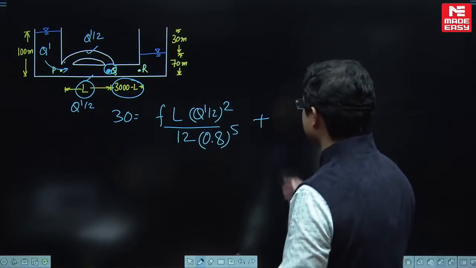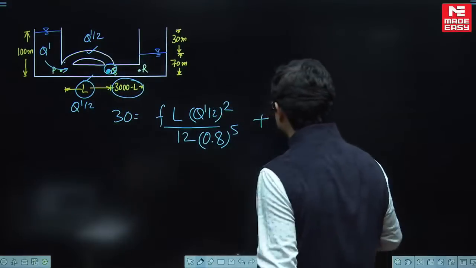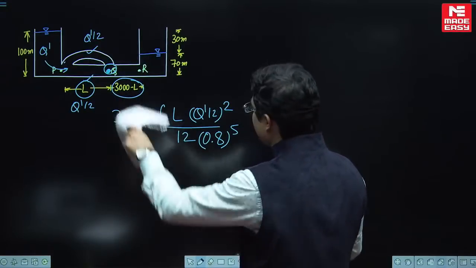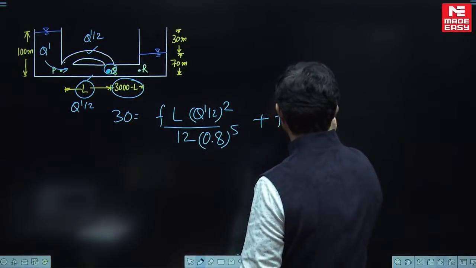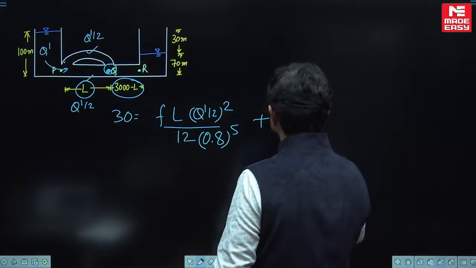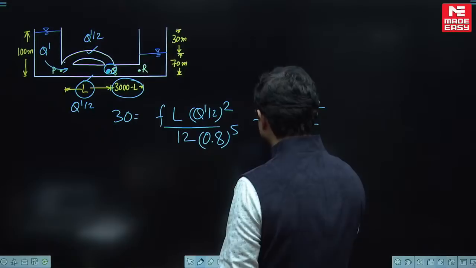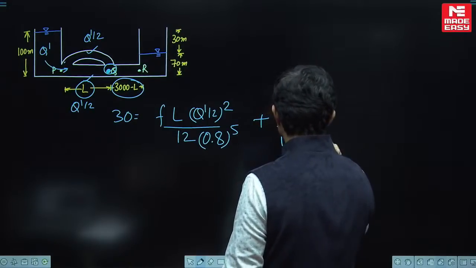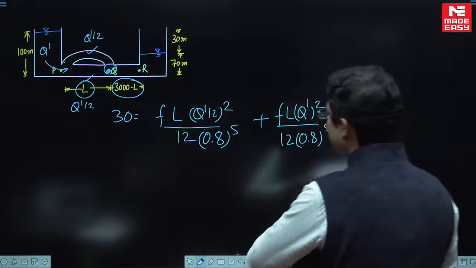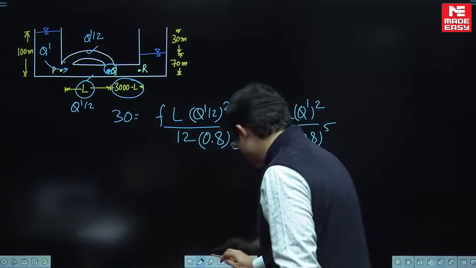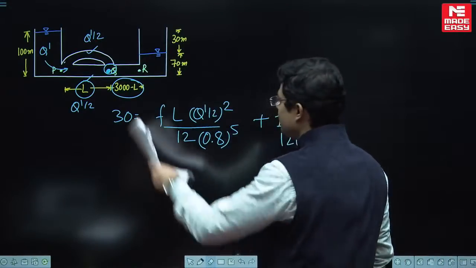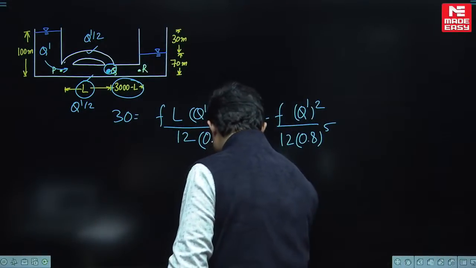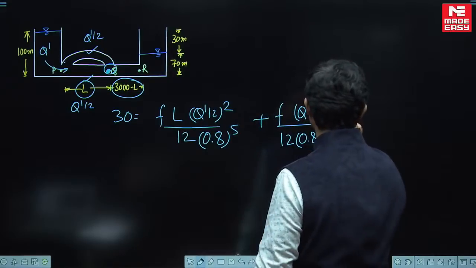Come on guys. And what is the loss in the QR section? Loss in the QR section is FL (Q dash by 2) square divided by 12 into 0.8 raised to the power 5. Everything is given to you in the problem. Wait, this is not L, because for the QR section, the length is 3000 minus L.